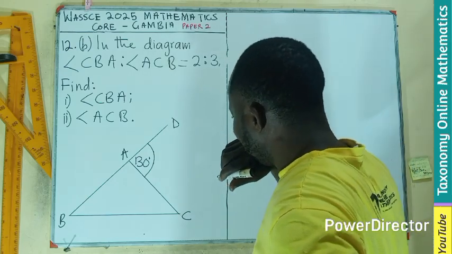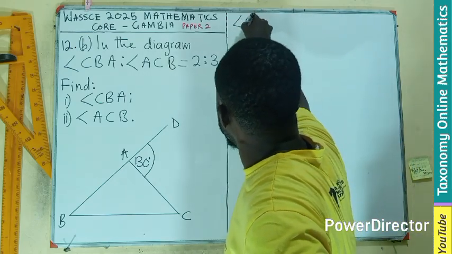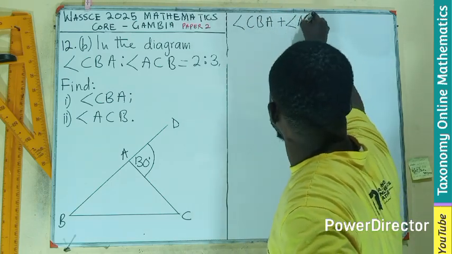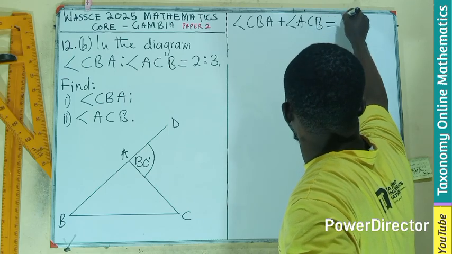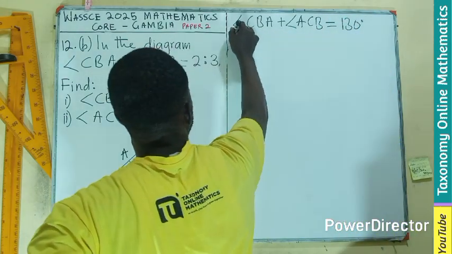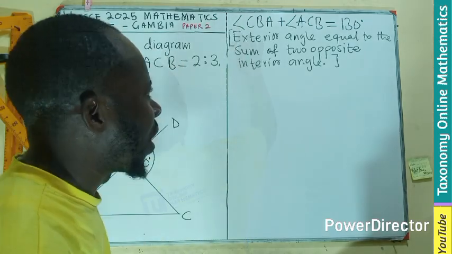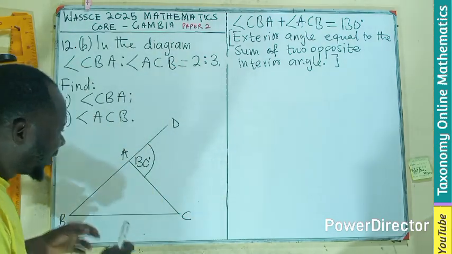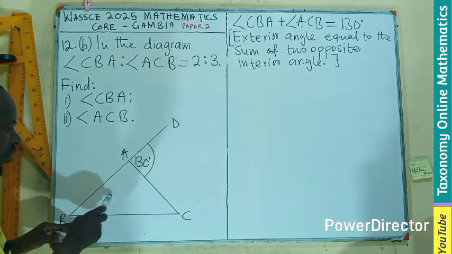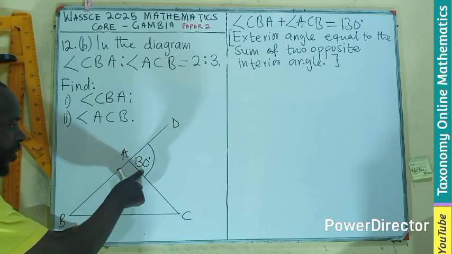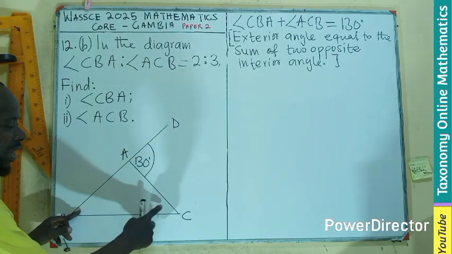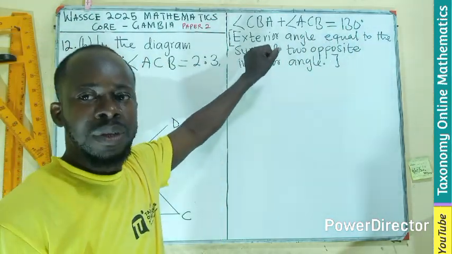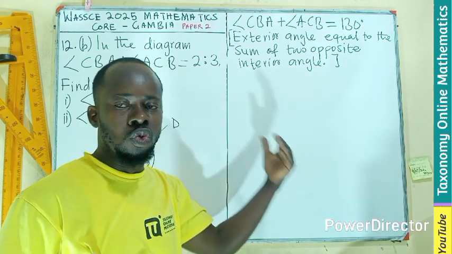Let's say the angle CBA plus the angle ACB equals 130 degrees. The exterior angle equals the sum of the two opposite interior angles. This angle is an exterior angle to the triangle ABC, so it equals the sum of this and this. So this 130 is what is being shared. The two of them share that 130 in the ratio of 2:3.